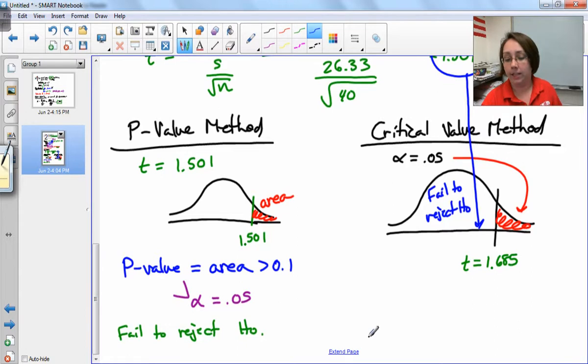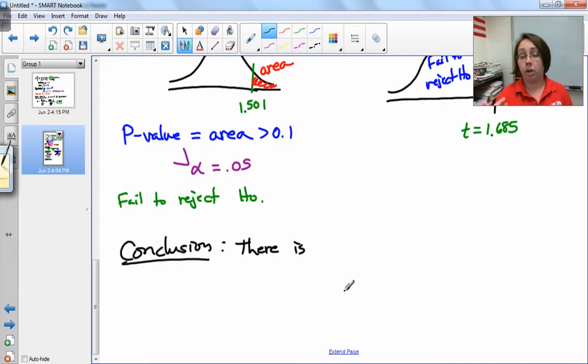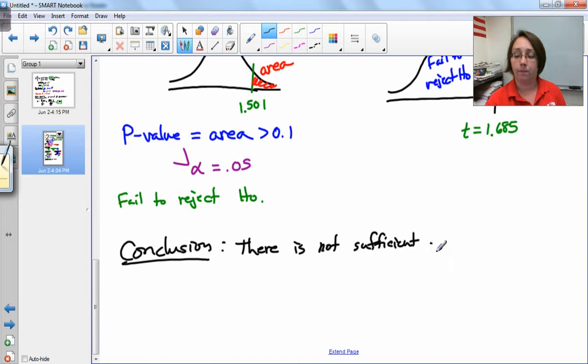But remember, you're not done until you've written it in terms of the original claim. So our final conclusion here. Now you could follow the flow chart that I gave you in 8.2. It will still help you here. It's the same flow chart. Same rules apply. Now, because I was in the big section, I remember if I'm in the big section, that means there's not significant evidence. So there is not sufficient evidence. You can also get this from the flow chart.